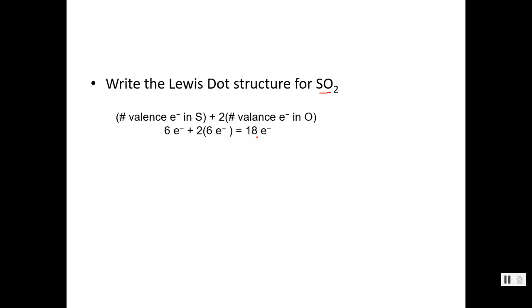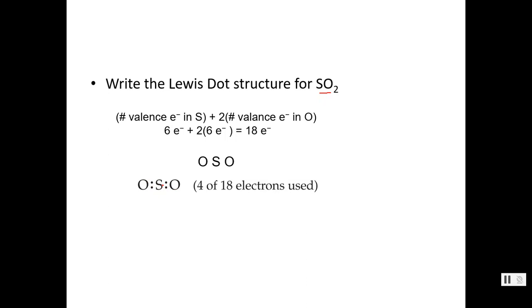I start my Lewis dot structure by writing down my central atom, my first atom, as a center atom, scattering my outer atoms around it. Then I start making single bonds between my center atom and my outer atoms, remembering that a single bond is 2 electrons. In this cartoon, I've just chosen to show the single bond as 2 electrons, but you could have easily just drawn a line between the sulfur and oxygen. But doing that, you have now used 4 of your 18 valence electrons.